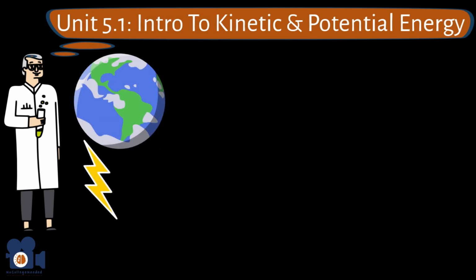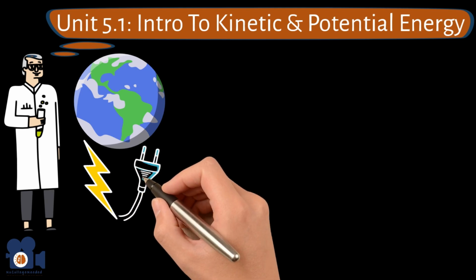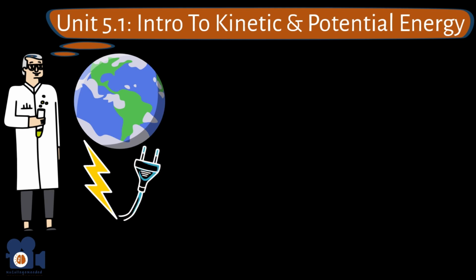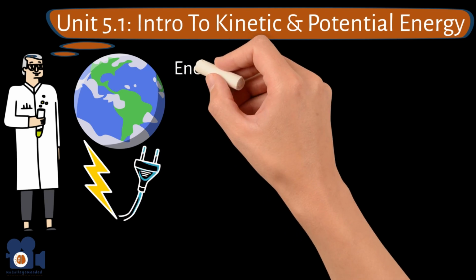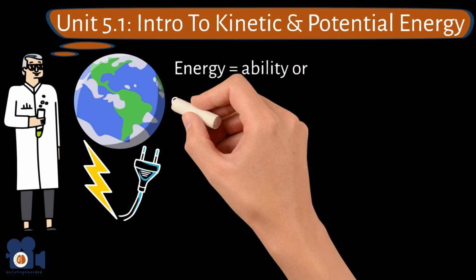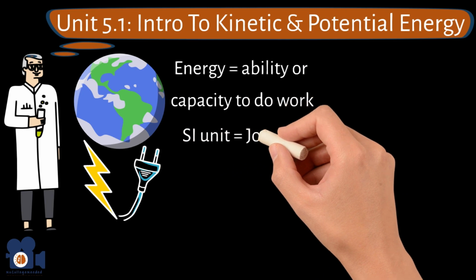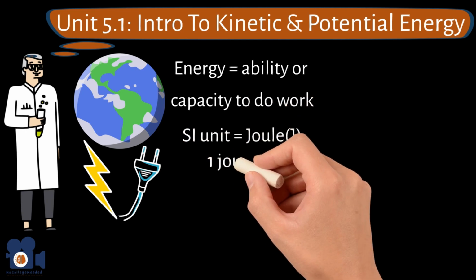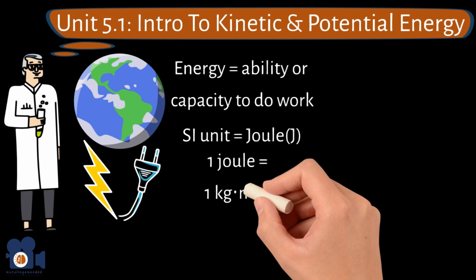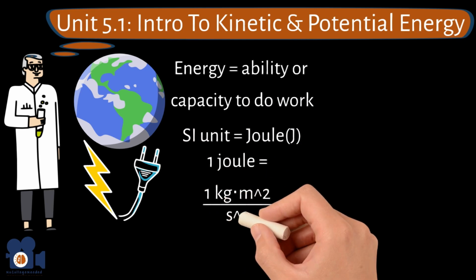Our entire world is connected through types of energy, and humanity thriving is dependent on abundant energy. By definition, energy is a quantity used to describe the ability or capacity to do work, and the SI unit for it is joule, J, with 1 joule equaling 1 kilogram times meter squared divided by second squared.